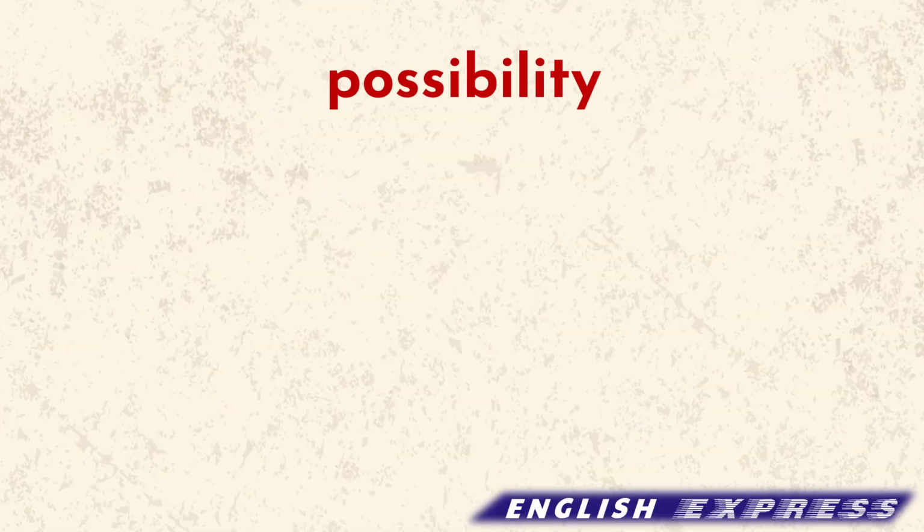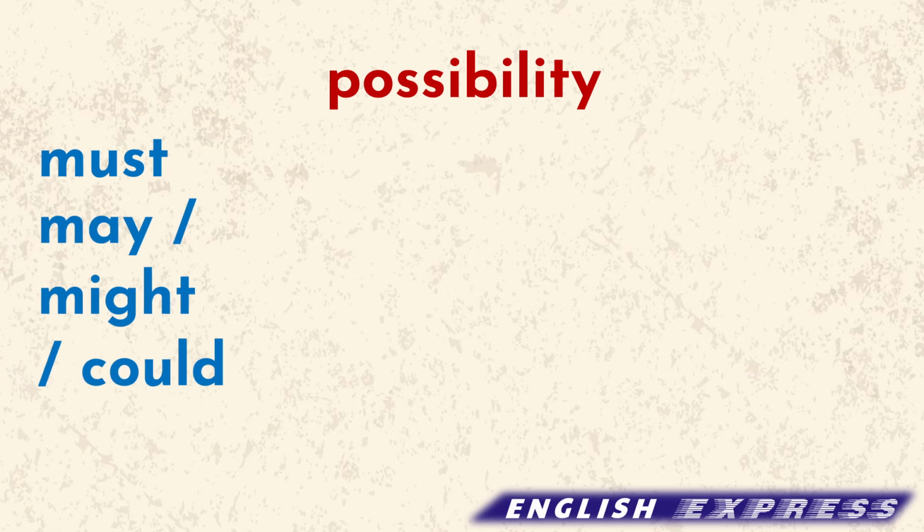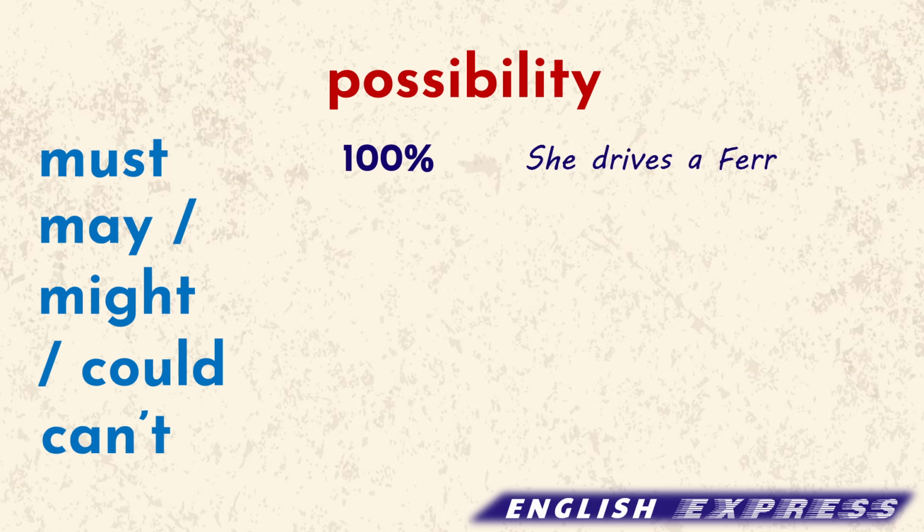And what about possibility? We have must, may, might or could, and can't. And now we'll indicate the percentage. When we use must, we are 100% sure of what we say. For example, she drives a Ferrari, she must be rich.